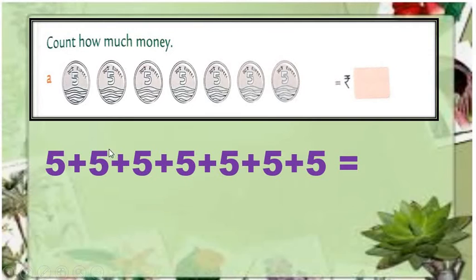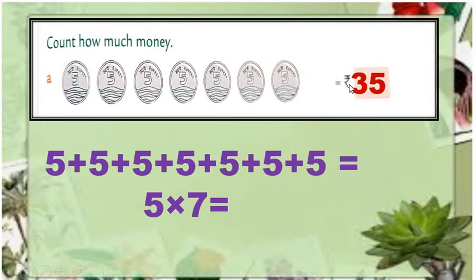Five plus 5 plus 5 plus 5 plus 5 plus 5 plus 5. What will be the answer? 5 plus 5, 10. 10 plus 5, 15. Plus 5, 20. Plus 5, 25. Plus 5, 30. Plus 5, 35. 5 sevens are 35.